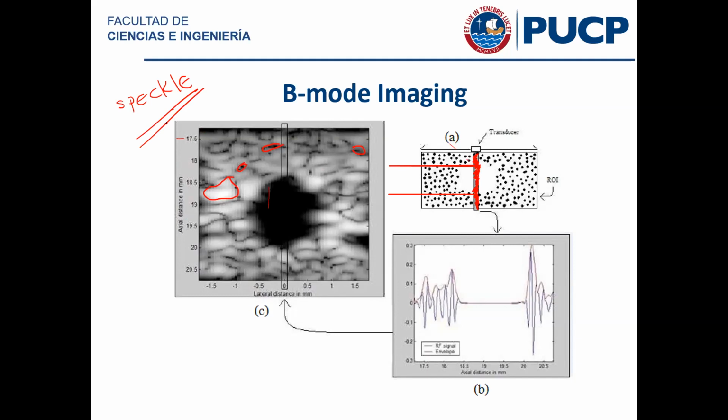Speckle is one important characteristic of ultrasound images. I mean, it just happens. There is no way that you cannot have speckle in ultrasound images. Okay, so it's there and it's there to stay.